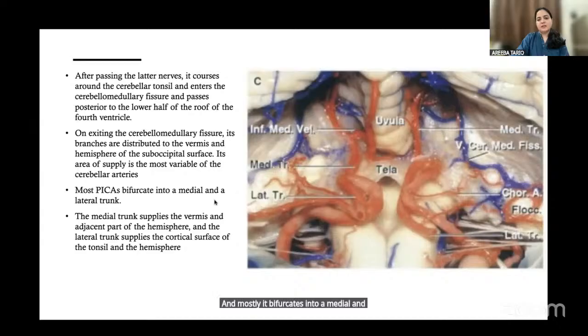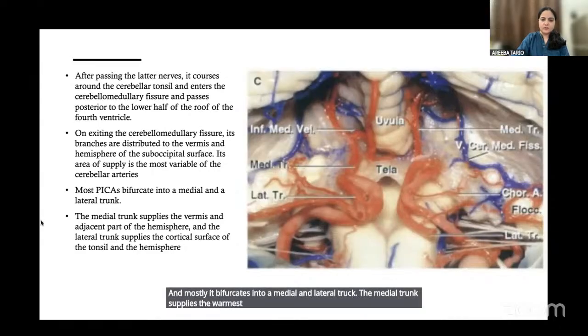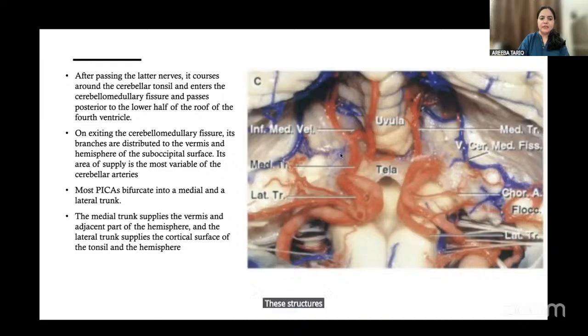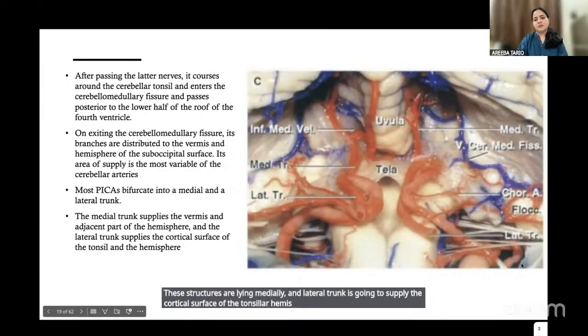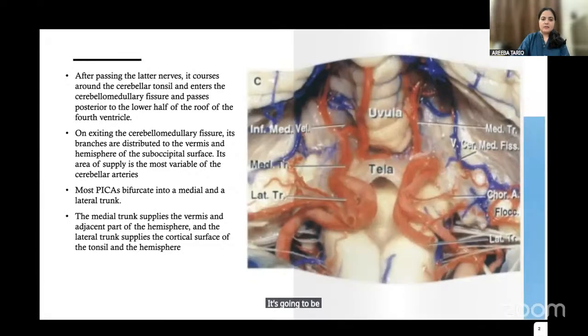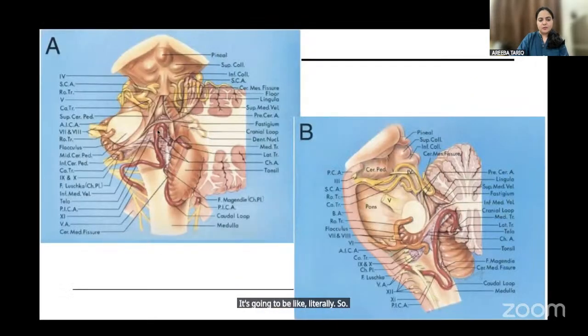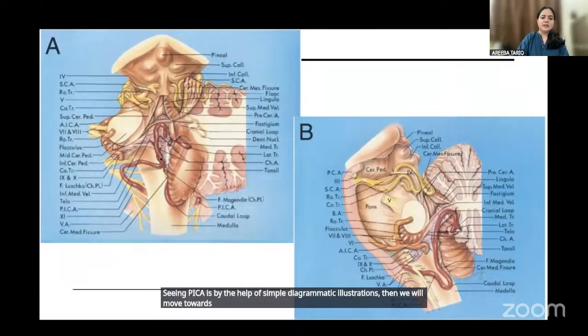The medial trunk supplies the vermis and adjacent part of the hemisphere because these structures are lying medially, and the lateral trunk is going to supply the cortical surface of the tonsil and hemisphere because it's going to lie laterally. So a better way of seeing PICA is by the help of simple diagrammatic illustrations. Then we will move towards the cadaveric dissections.